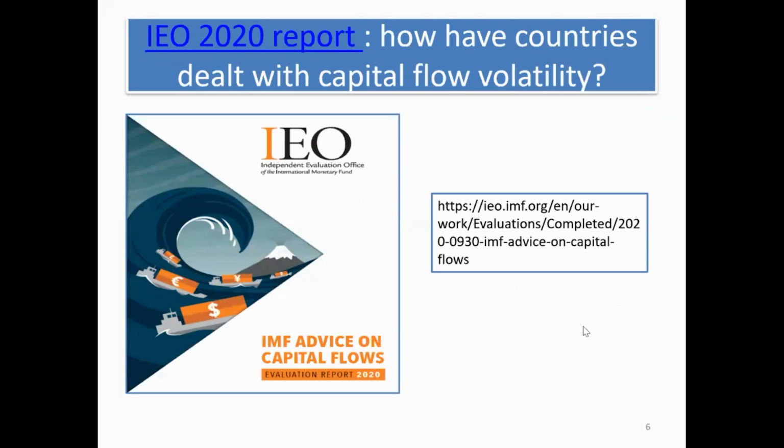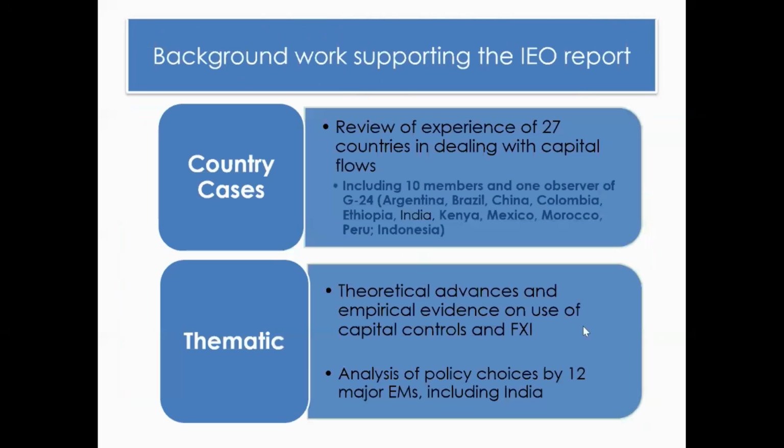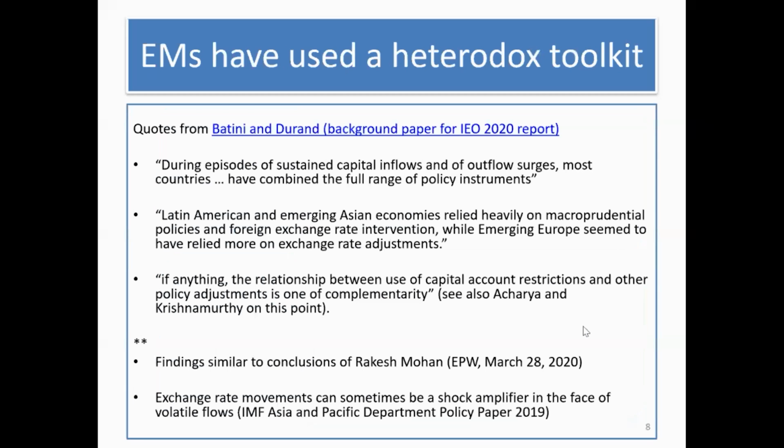Of course, the fact that all central banks were doing it is no guarantee that everybody got it right. There's a lot of groupthink in central banks, but at least it shows that the RBI was not going rogue. It was doing what other central banks were doing. I'll draw on a report that we just finished last year at the Independent Evaluation Office that looked at how countries have dealt with capital flow volatility. There was a lot of background work supporting the report that you can look at. We reviewed the experience of 27 countries and did some detailed analysis for 12 countries.